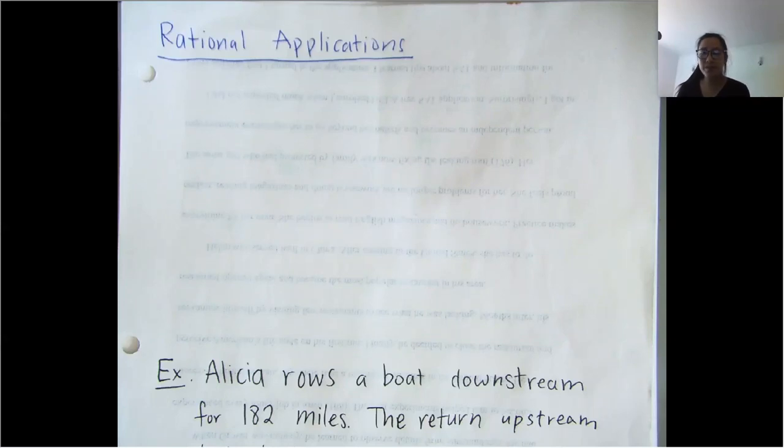Today we're talking about rational applications. So rational applications is basically where we do some problems where they give you some information about distance or rate or time, and then you solve for whatever is missing. So in order to do these kinds of problems, we need to know a couple of things.